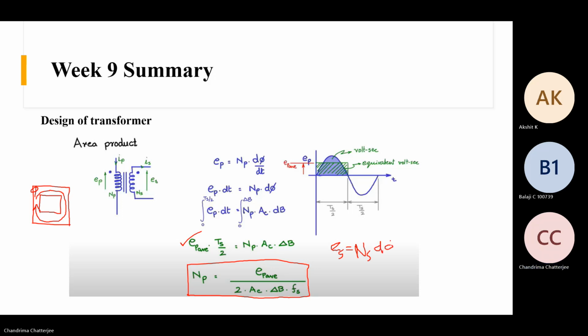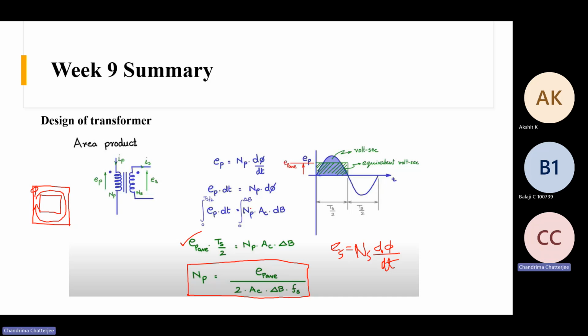Okay. So actually, if you take the practical case, there is some leakage. So the entire flux is not the flux that is linking the primary. The exact same amount of flux doesn't link the secondary because there is some leakage through the air. So the effective flux will be somewhat lesser. But here we can ignore that. We are assuming that the flux getting linked to the primary and secondary is the same.